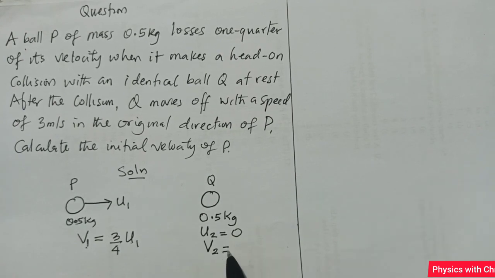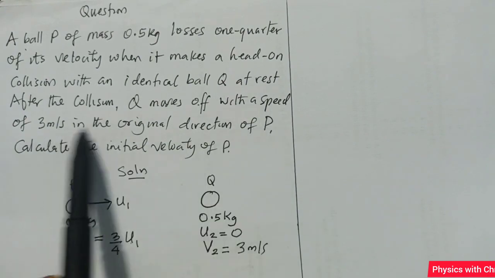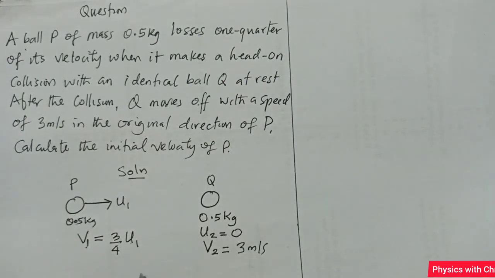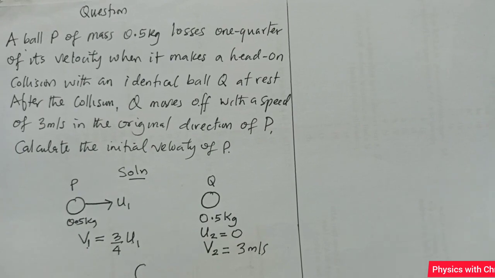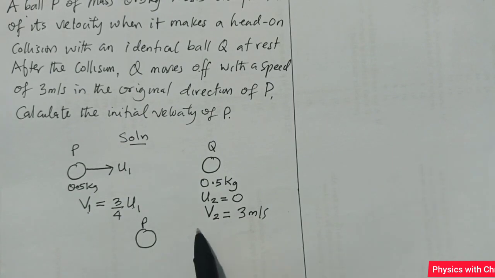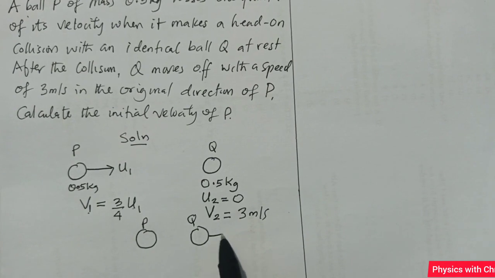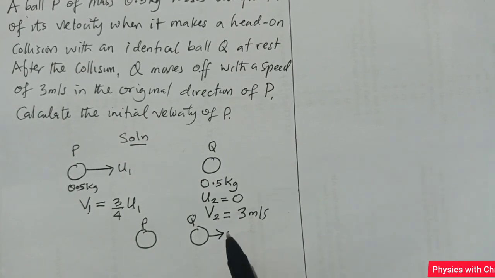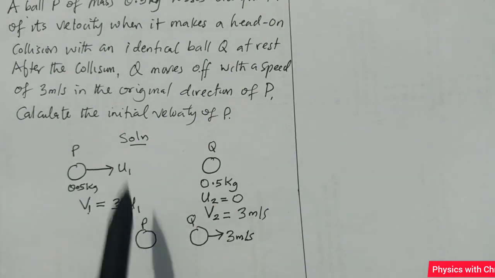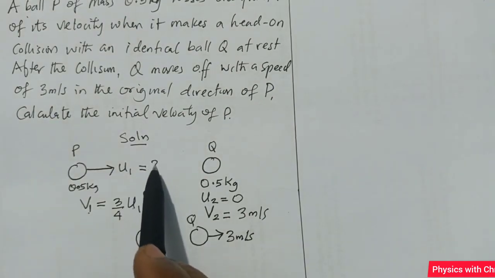The final velocity of Q is 3 meters per second. At rest, after the collision, Q moves off with a speed of 3 meters per second in the original direction of P. Okay, let's draw a diagram to show the situation of the two balls after the impact. So let's call this one ball P, and this one ball Q. After the impact, we see ball Q moving in this direction with a speed of 3 meters per second. So we have to calculate the initial velocity of ball P. That is, this is unknown.